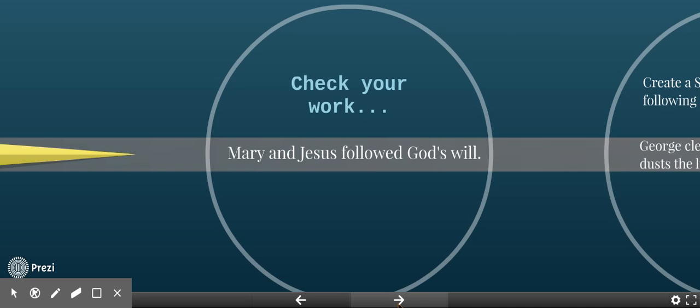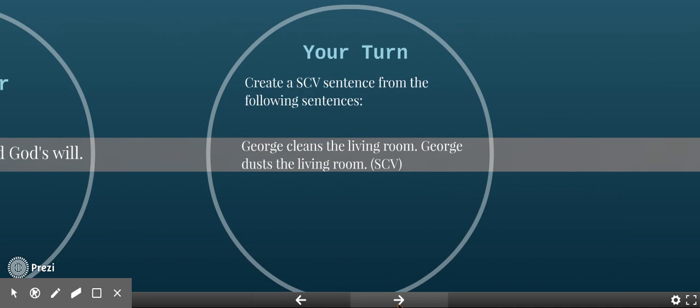All right, now it's your turn. Create an SCV, or simple sentence compound verb, sentence from the following sentences. George cleans the living room. George dusts the living room. Bring your sentence to school tomorrow and we will check it together. If you want to do an extra one, I will gladly check it for you.